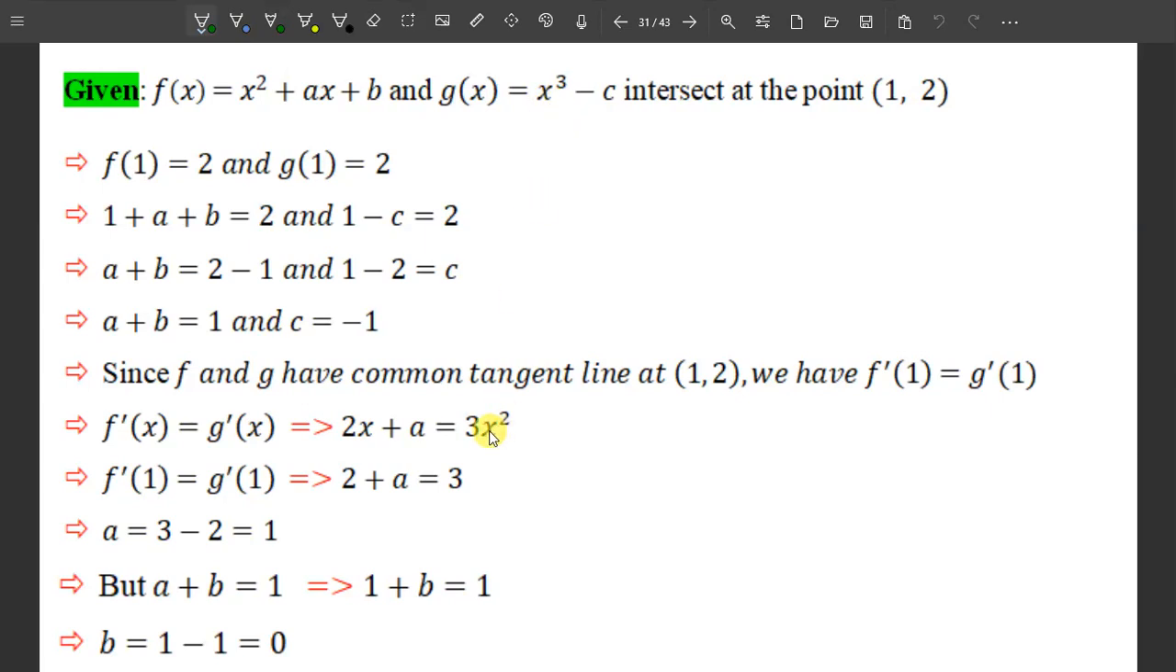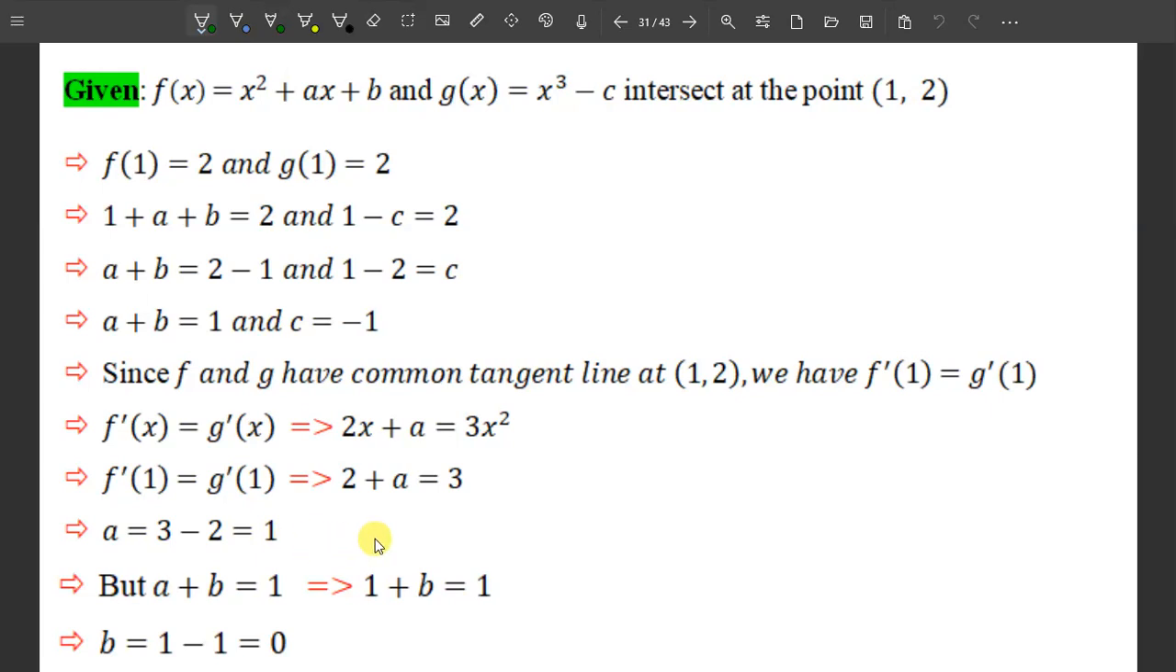Then here 2x plus a is equal to 3x squared. Then replace x, since f prime of 1 is equal to g prime of 1. Then 2 plus a must be equal to 3. 3 times 1 squared means it is 3. Therefore solve this one. It becomes a is equal to, move 2 to the right, it becomes minus 2. Then a is equal to 3 minus 2, which is equal to 1.